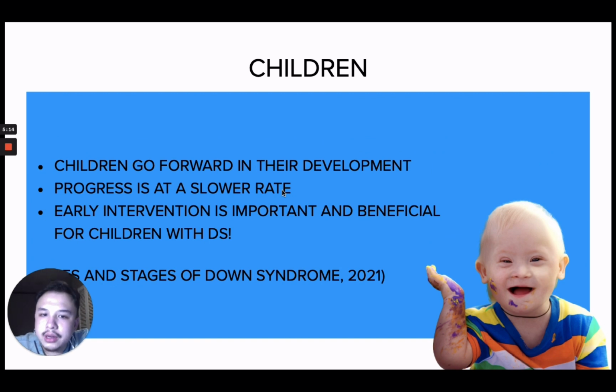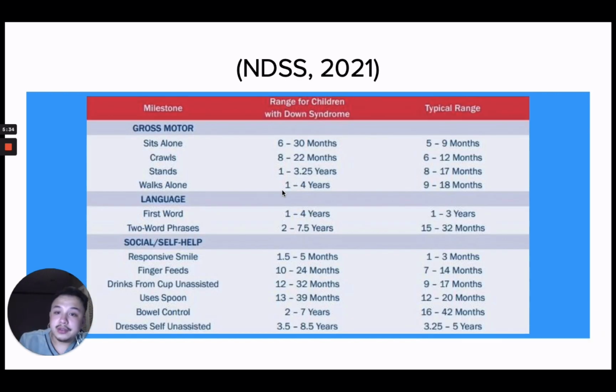So, children go forward in their development, however, progress is at a slower rate. And one thing that we should look into, especially when handling children with Down syndrome, is early intervention, because it is important and beneficial for children with Down syndrome. Now, if you see in this table provided by the NDSS, these are the differences between typically developing children and children who are functioning with Down syndrome.